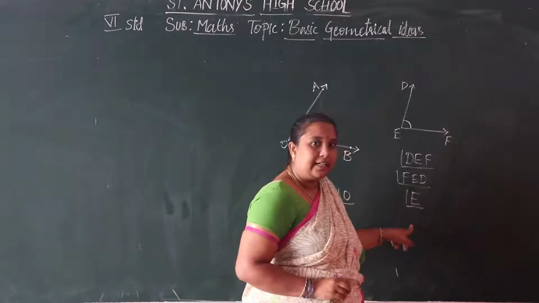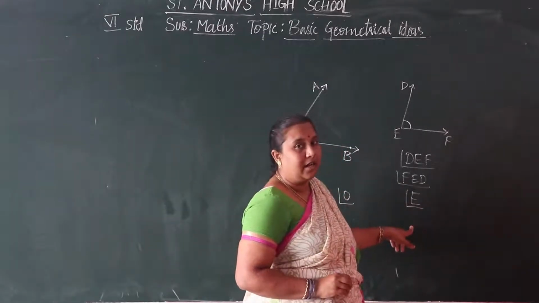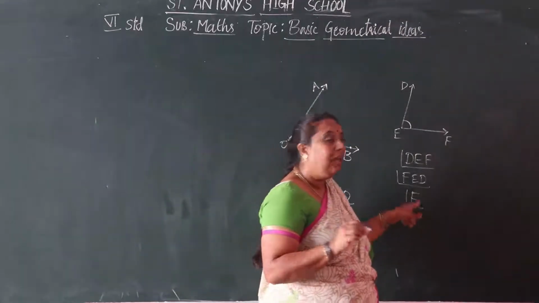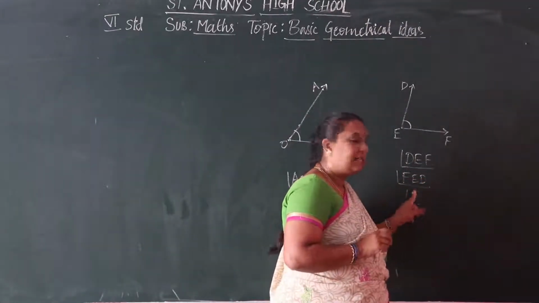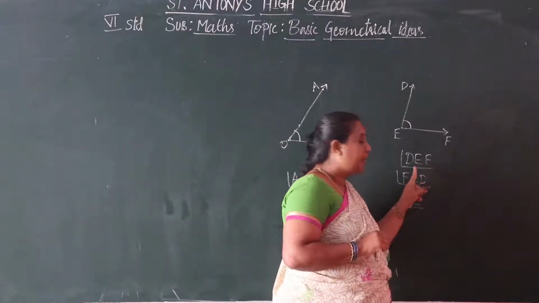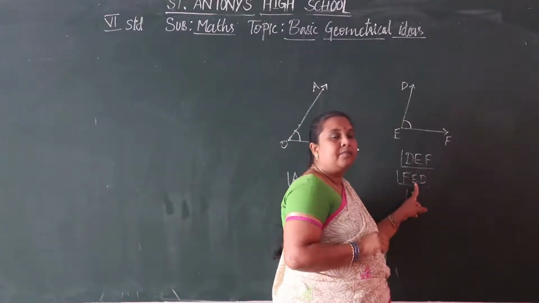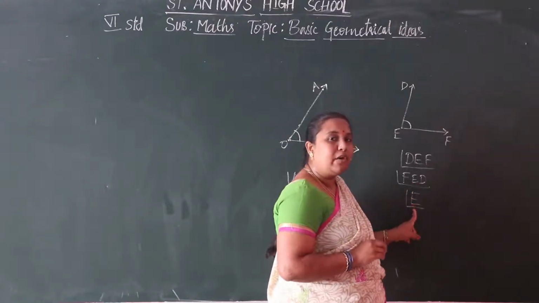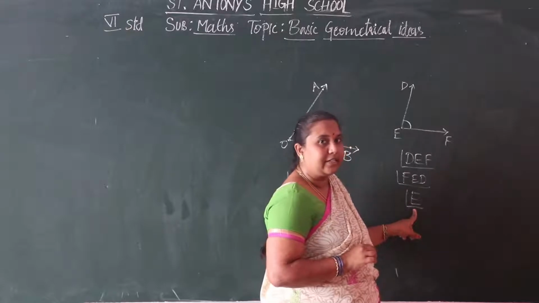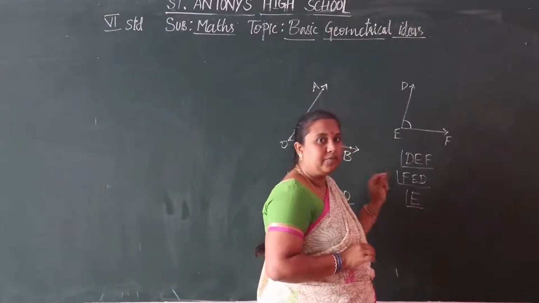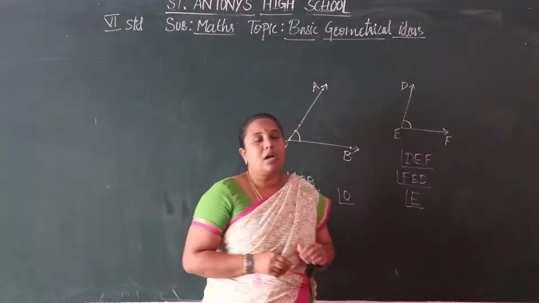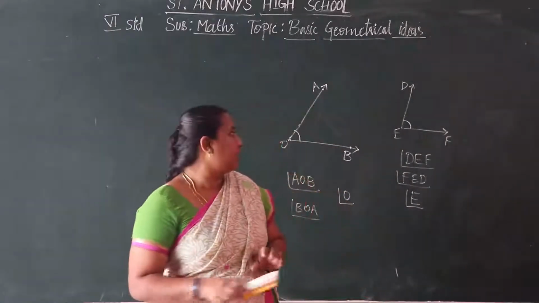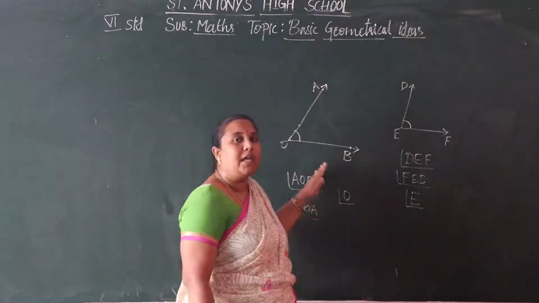That is also correct. When we write the angle, the letter of the vertex must be in the center. See, DEF, E is the center. FED, E is the center. So we can write angle E, by the name of its vertex, also correct. So now you know how to write the angle name. Then we move on to the next concept, that is interior of the angle.